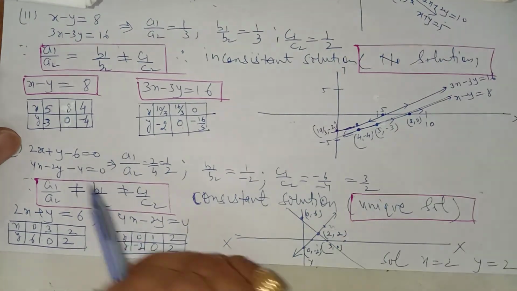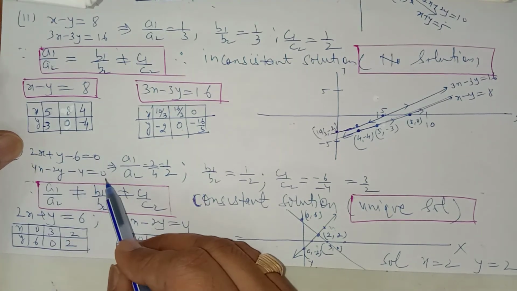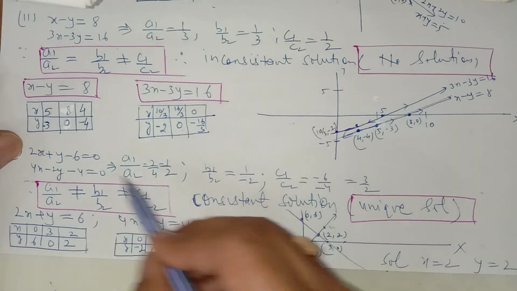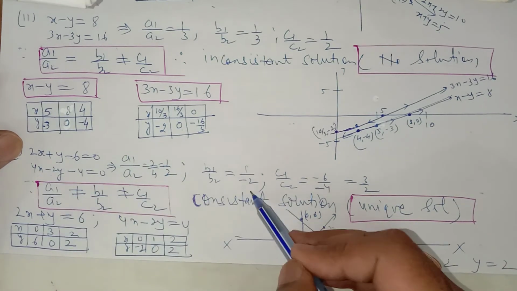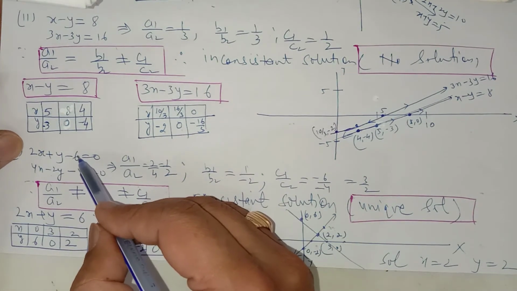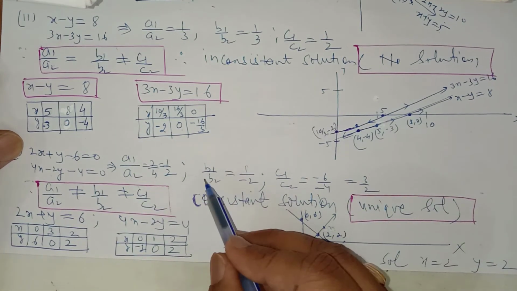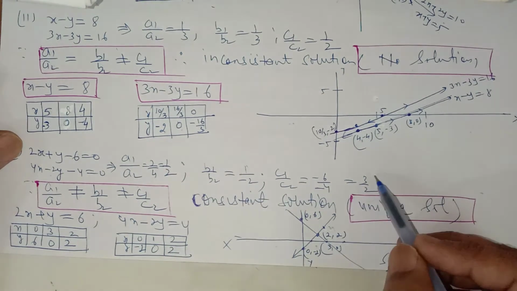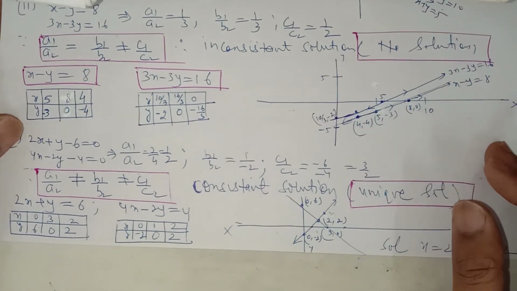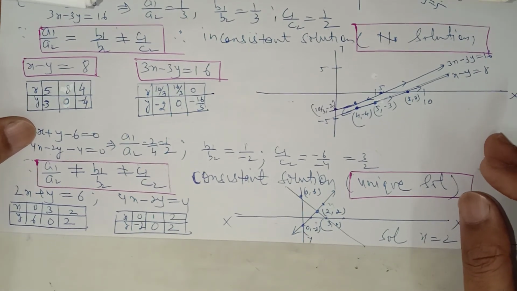Similarly, for the third part, we have 2x plus y minus 6 equal to 0, 4x minus 2y minus 4 equal to 0. a1 upon a2 is coming out to 1 upon 2, b1 upon b2 is coming out to 1 upon minus 2, that is minus 1 upon 2, c1 upon c2 is coming out to minus 6 upon minus 4, which is 3 upon 2. Because a1 upon a2 is not equal to b1 upon b2 is not equal to c1 upon c2, it will have a consistent solution or a unique solution, or the two lines will intersect at a point.